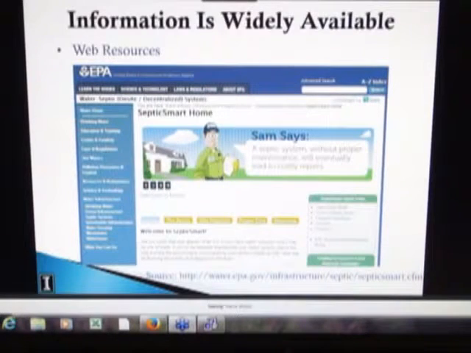There's a lot of information out there for folks who own septic systems. The EPA has this program called Septic Smart. They have a web page. There's an 11-page manual that walks you through a bunch of basics and proper care and all those things. They've got an entire program focused on this.